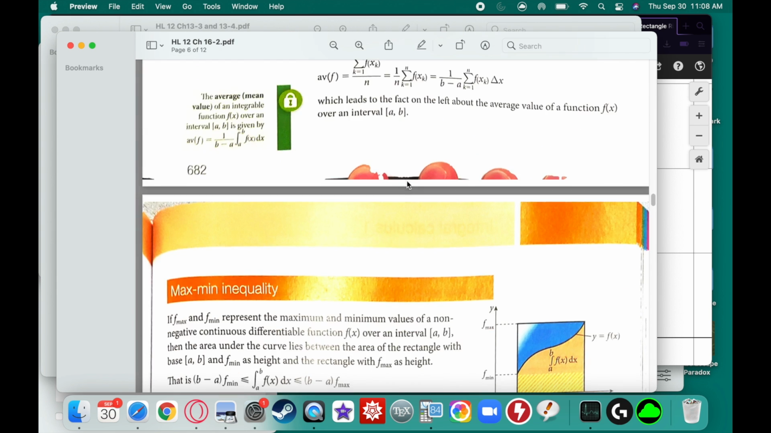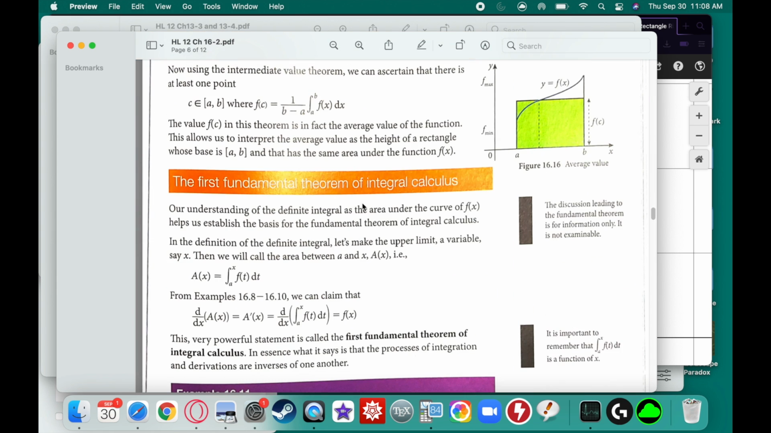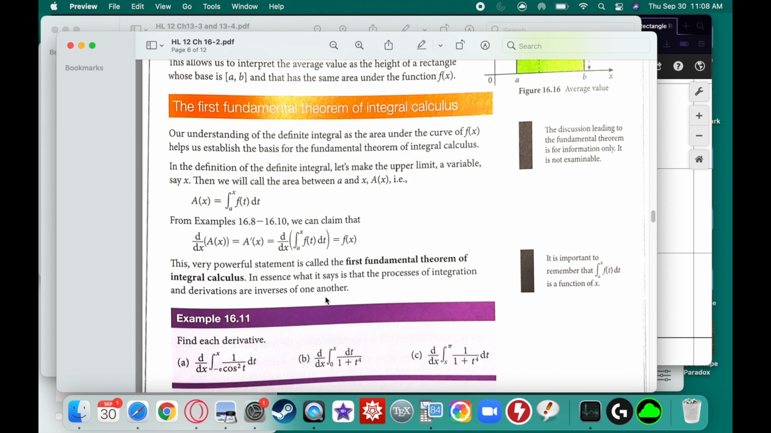Now, none of this is making any sense to anybody until we actually get to a problem. So here's our first serious thing that we're going to be dealing with here. The first fundamental theorem of integral calculus, integral being calculus 2. And that is this: the derivative of the integral is the original function.